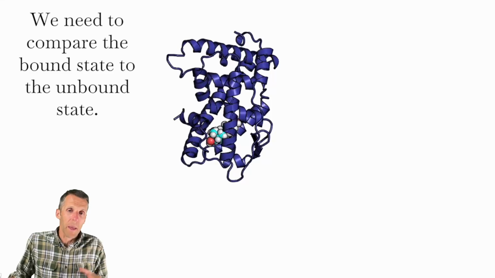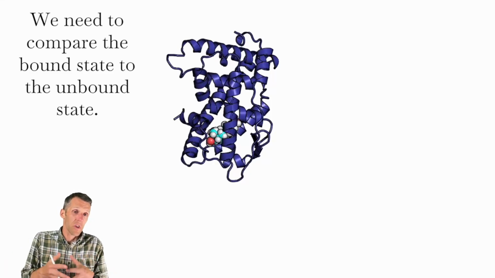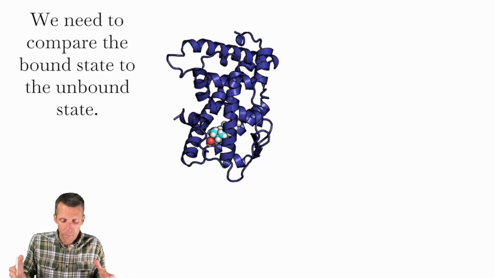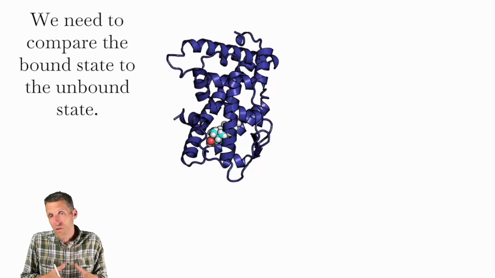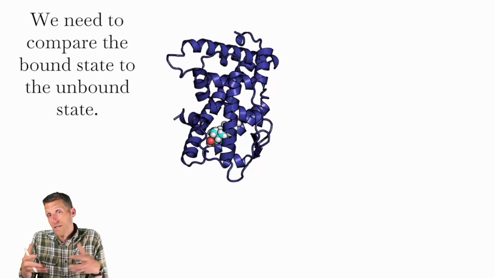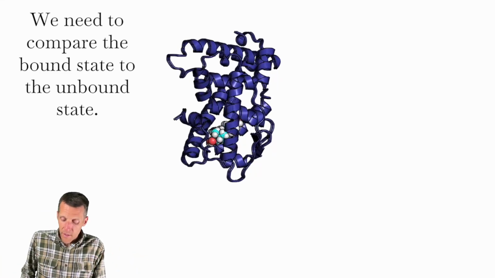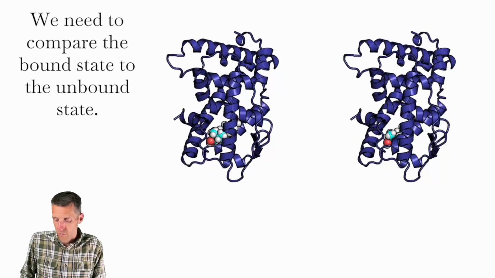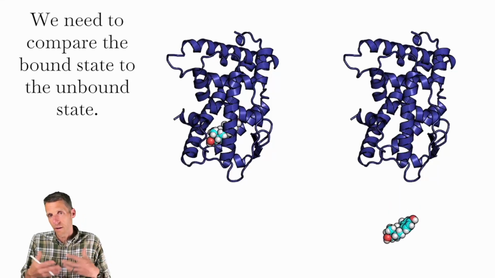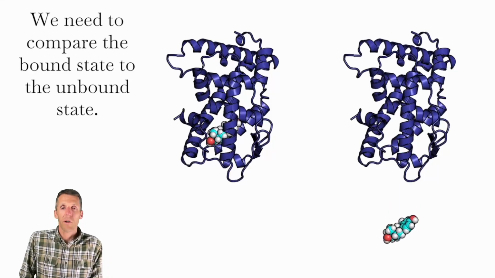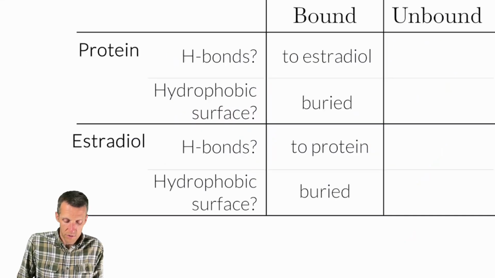Now, we're talking about a binding reaction here, right? This is a non-covalent thing that can form and unform. So to do this analysis, we really have to compare the bound and the unbound state, right? We have to say what's different between these two states if we're going to say what's causing it to bind. So what I'm going to do is take the estrogen receptor and pop the steroid out. So now I've got these two next to each other. And we're going to start thinking about the nature of the interactions in these two states.